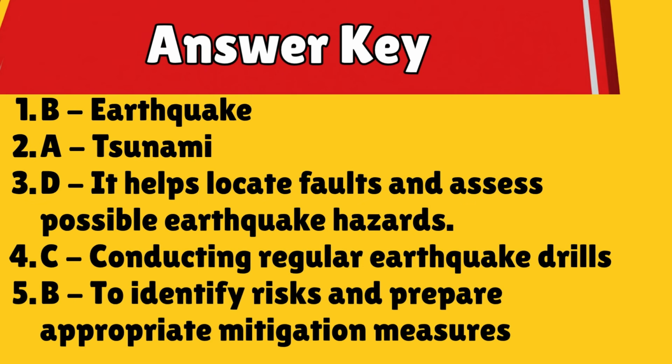Number 1, the correct answer is B. Earthquake. Number 2 is A. Tsunami. Number 3, D. It helps locate faults and assess possible earthquake hazards. Number 4, conducting regular earthquake drills. And number 5 is B. To identify risks and prepare appropriate mitigation measures.